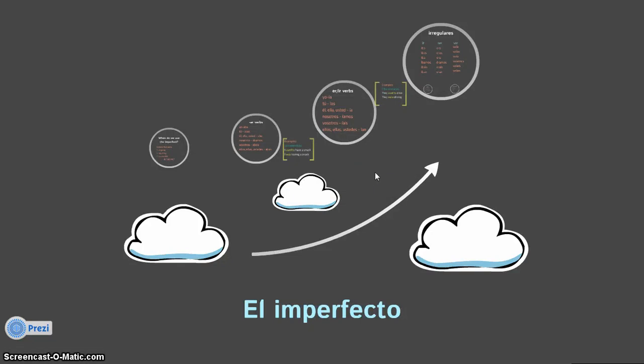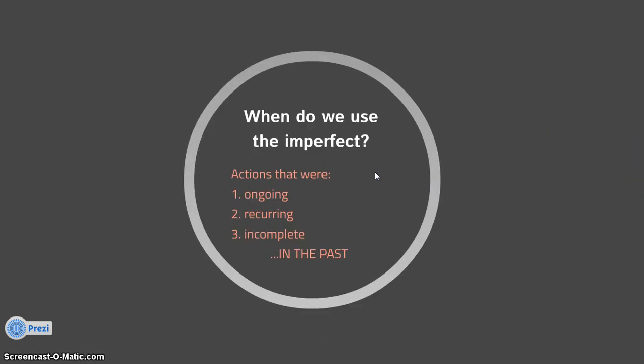Alright, today we're going to review the imperfect tense. Now, if you remember, the imperfect tense is another form of the past tense, whereas the preterite is simple. We have that -ed ending, something that was completed. The imperfect we can use to express a couple different things.